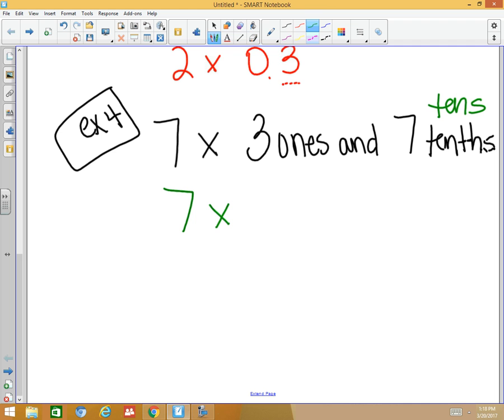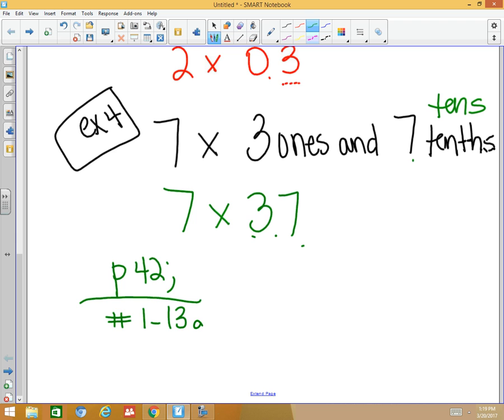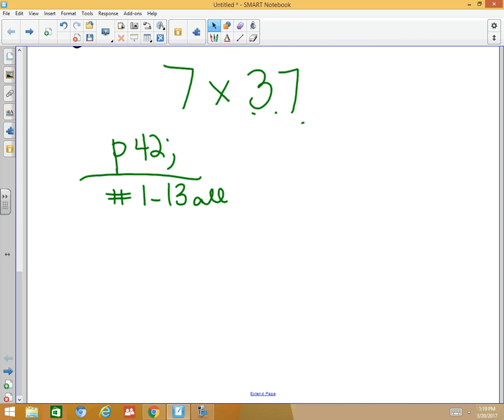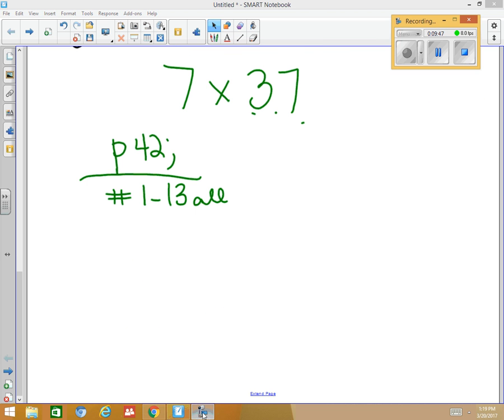THS means it goes after the decimal. So 3.7. Okay? 3 ones, 7 tenths. Right? Okay. For your homework, it's on page 42, number 1 through 13, all of them. It's not a lot.